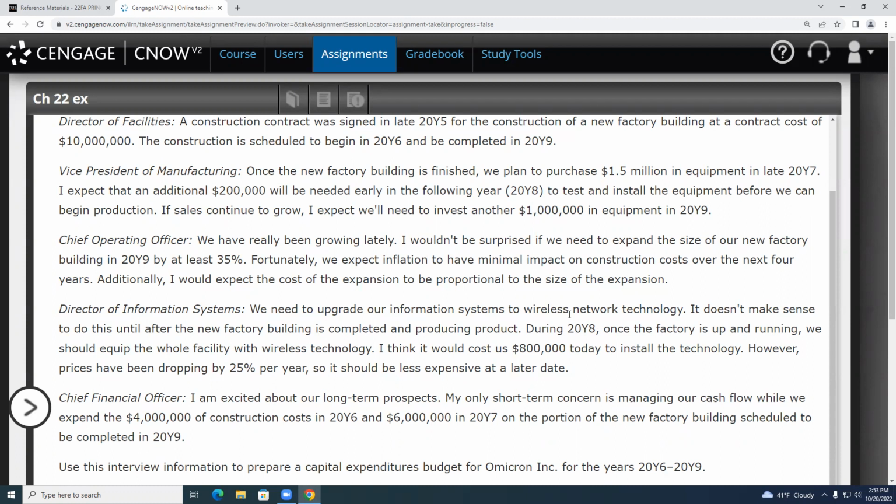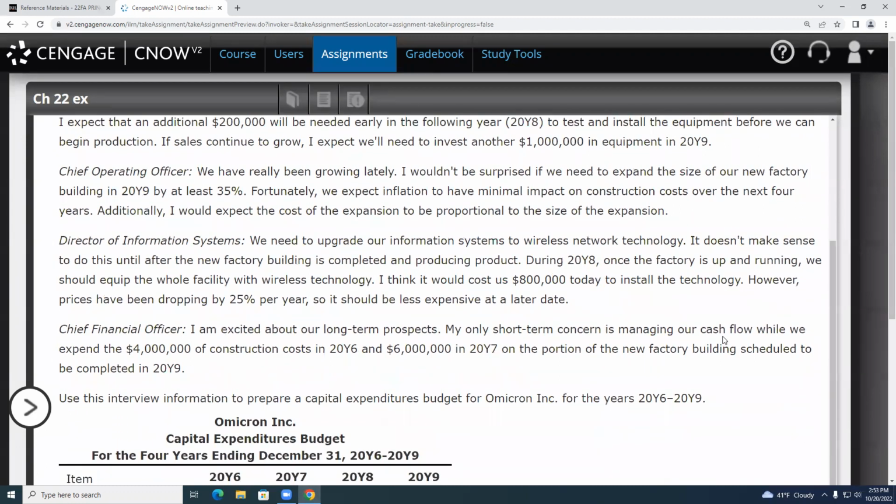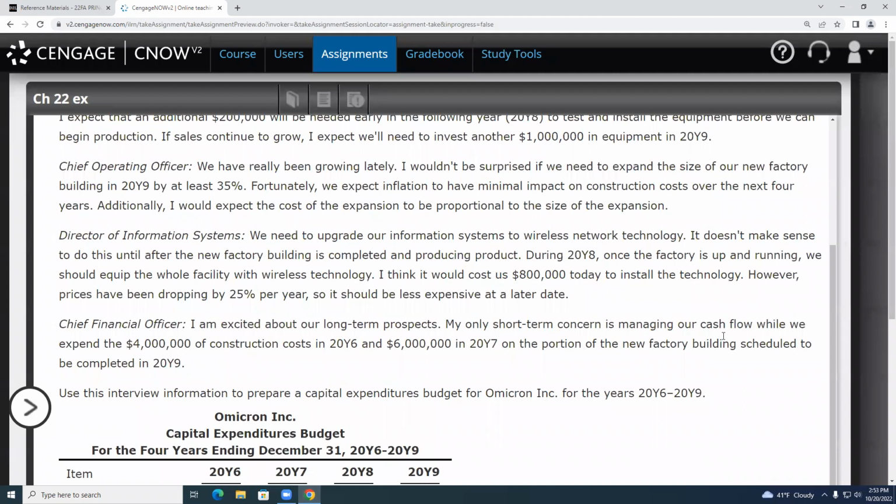The COO said, we've been really growing lately. Wouldn't be surprised if we need to expand the size of our new factory building in 2019 by at least 35%. Fortunately, we expect inflation to have minimal impact on construction costs over the next 4 years. Additionally, I would expect the cost of the expansion to be proportional to the size of the expansion.